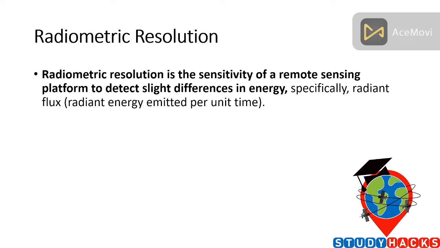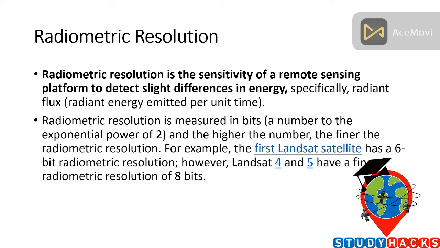And now we talk about the radiometric resolution. Mainly, radiometric resolution is the sensitivity of a remote sensing platform to detect slight differences in energy. So this time we talk about electromagnetic energy. Radiometric resolution is measured in bits, and the higher the number, the finer the radiometric resolution. For example, the first Landsat sensor has 6-bit radiometric resolution. However, Landsat 4, 5, 7 has the finer resolution of 8 bits.